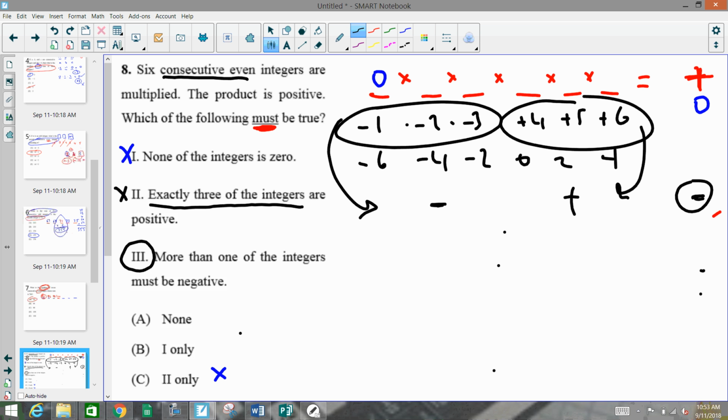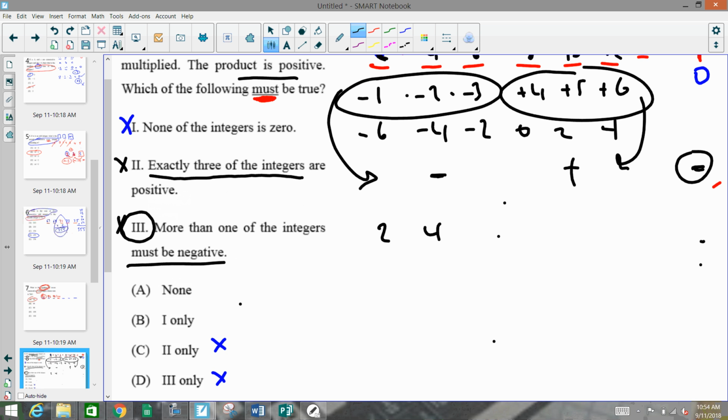Okay. More than one of them must be negative. Let's make all of them positive. Is that going to be positive? Yeah. Okay. 2, 4. Let's put here 2, 4, 6. So all of them consecutive even, that works. Multiply, the product is positive. Here you go. And it's saying that more than one of the integers must be negative. You don't need that. So cross this out.